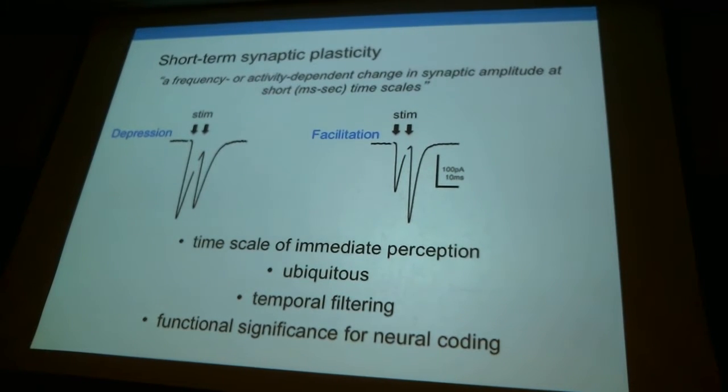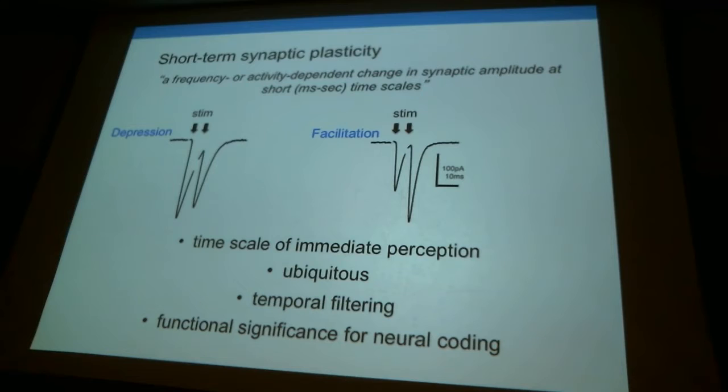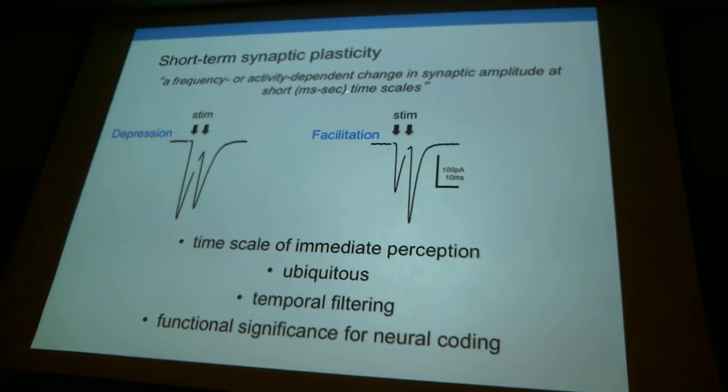So the first thing we're going to talk about is short-term synaptic plasticity. This is defined as frequency or activity-dependent change in synaptic amplitude at relatively short time scales. So there's a real time scale difference here. We're talking about milliseconds to seconds. This is a time scale in which you're processing information. It's not the time scale of 'I need to remember tomorrow what I'm doing.' It has more to do with information processing. Remember all of those sensory processes that we talked about, just because of the time scale involved. So it's the time scale of immediate perception.